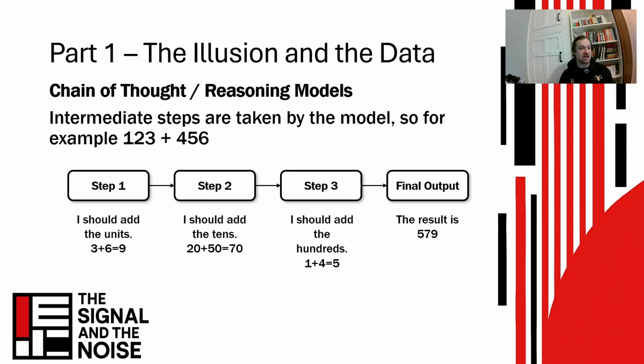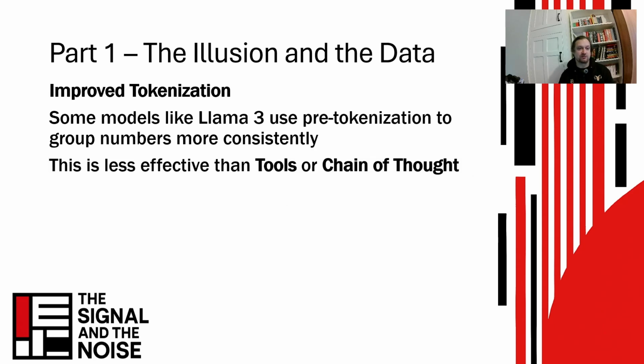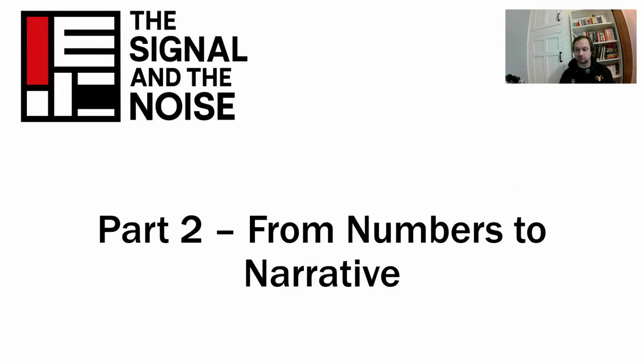You can also use chain of thought or reasoning models, which take intermediate steps. So, for example, 123 plus 456, your model might understand that it should break down, or not necessarily the model, but the system that the model is attached to will understand that it should add the units, then add the tens, and then add the hundreds and get an output. But tool use is by far the most robust way of doing this. Some models like Llama 3 use a pre-tokenization, but it is less effective than tools or chain of thought.